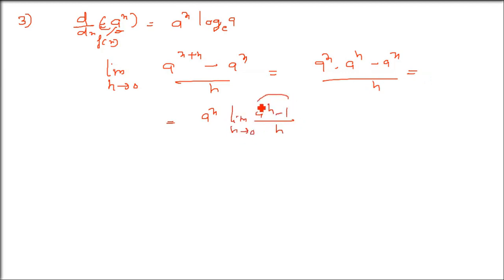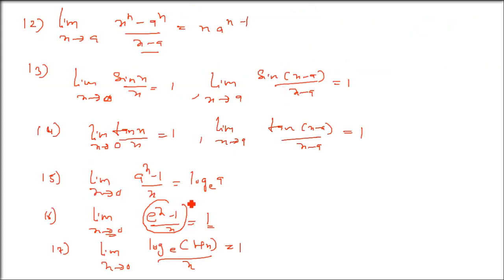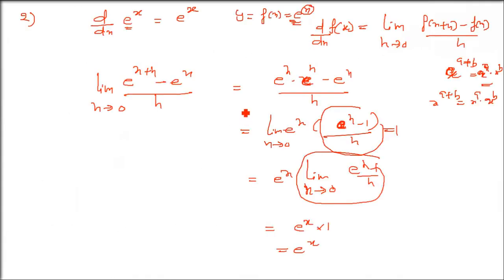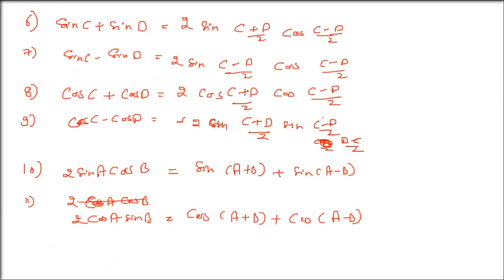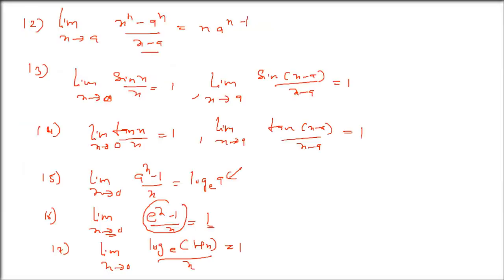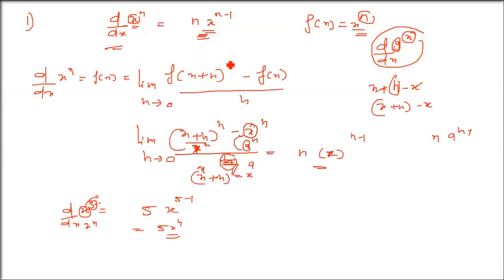So apply the limit. Now you know a to the power h minus 1 by h, that is a to the power x minus 1 by x, is log a. Base is e and log a. So what do we get? a to the power h minus 1 by h is log a. Just write it as log a, but the base is e. Let me just show you here, because we already did this. This is log a, base is e. So now just replace this.